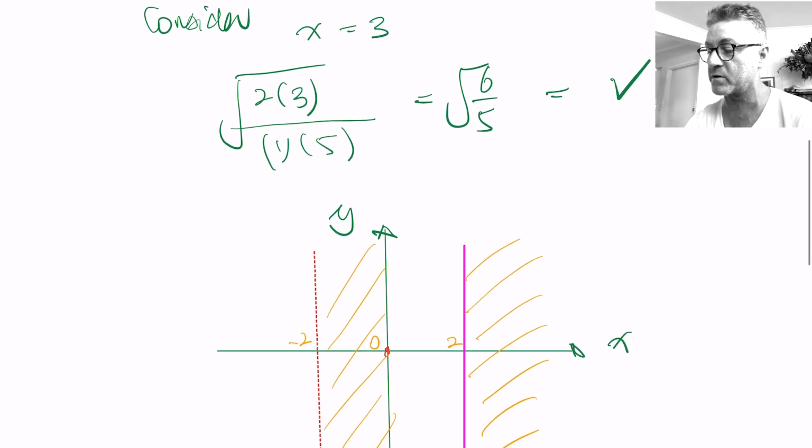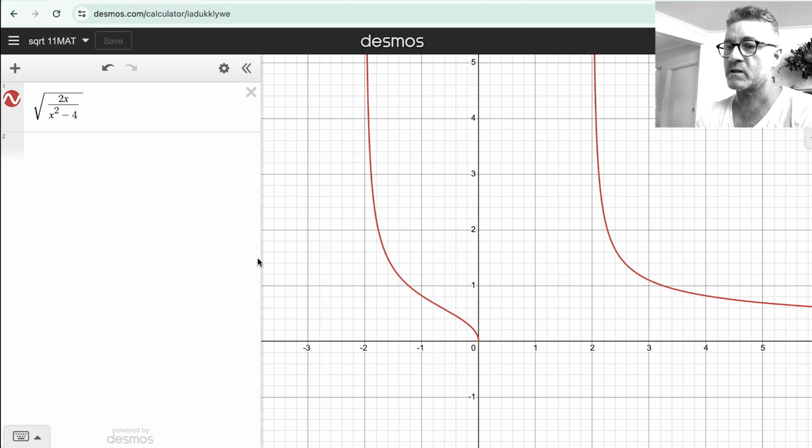And of course, if we pop across to Desmos, you'll see this thing that I prepared earlier. Between x is negative 2 and x is 0, we do have a function. And to the right of x is positive 2, we also have a function. And boy, is it an interesting looking function.